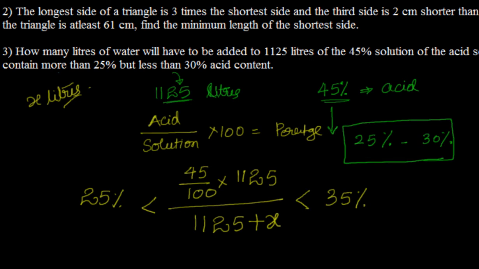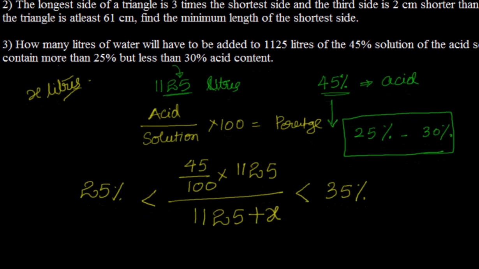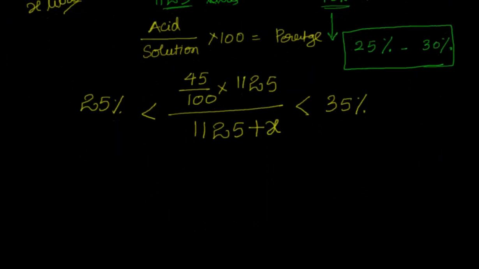That means 45% of 1125 is the acid, and you want to add more water to the solution so that it should be between 25 and 35. Now we can solve it. We have a linear inequality here, a system of linear inequations. Now I can simplify that.